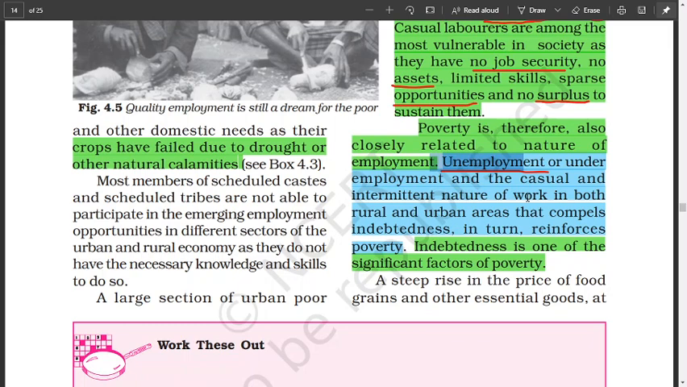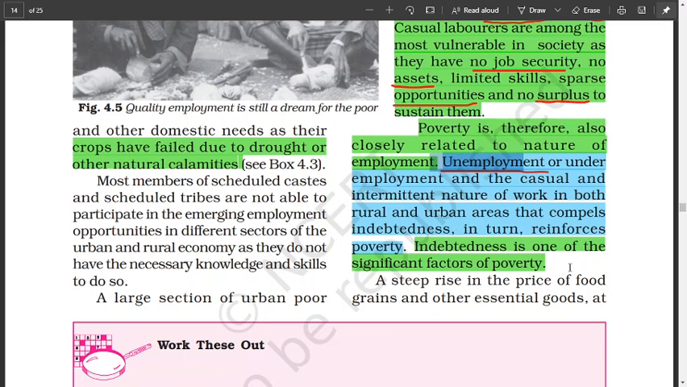Then there is indebtedness, because they live on debt, they live on loans, and they cannot repay them, so they pass that debt from one generation to another. That's why whole generations of families are impoverished, living under poverty. So indebtedness is one of the significant factors of poverty. Why indebtedness? Because of loans.